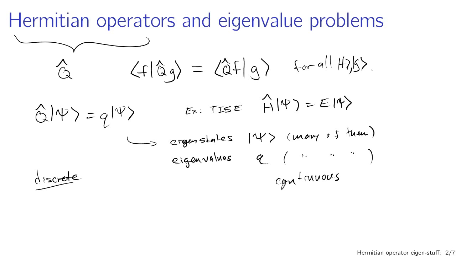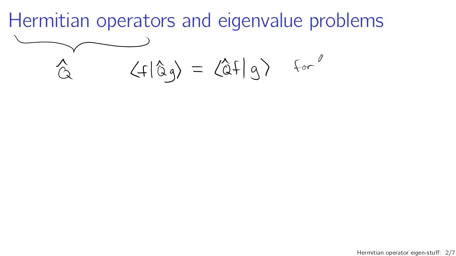The discrete case means that we have some explicit set of, let's say, psi sub n. There are a potentially infinite number of these psi sub n's, but we can write them down in a list. Psi 1, psi 2, and so on. If the two inner products are equal to each other for all f and g, then the operator is Hermitian.